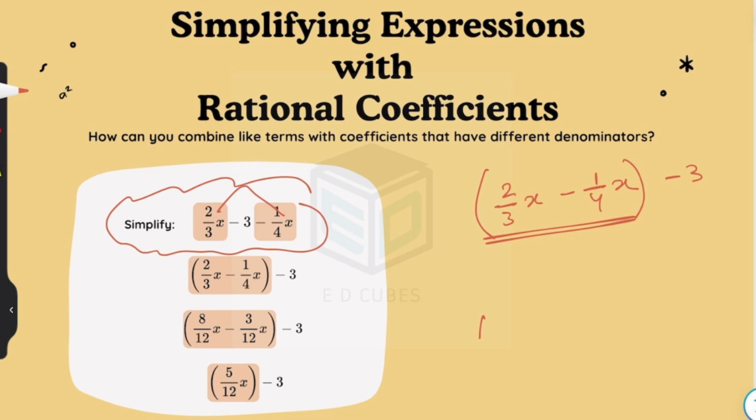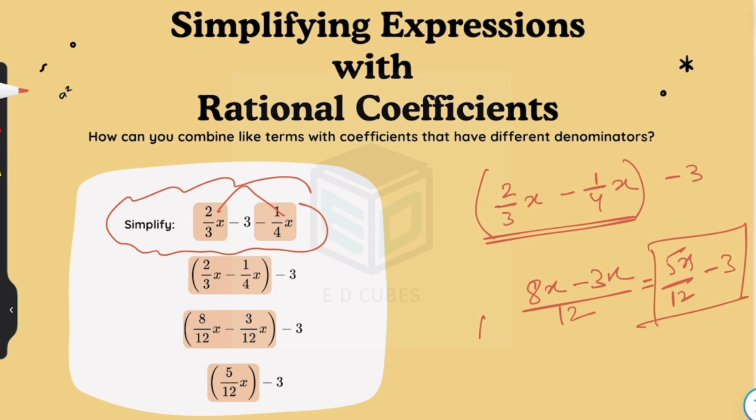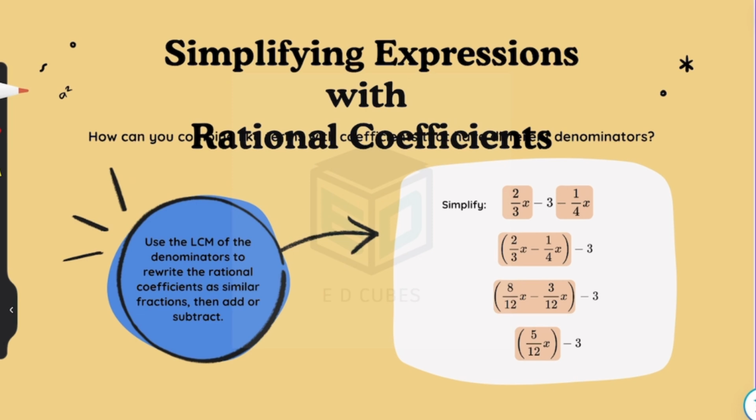So how to solve the fraction? We know from the fraction chapter how to solve fractional questions, how to solve the mathematical operations between fractional numbers. We need to take the LCM. We'll be taking the LCM, and then the butterfly method. 2 fours are 8, 8x minus 3x. This will be 5x by 12 minus 3. This will be the simplified form. So here is the key. Use the LCM of the denominators to rewrite the rational coefficients as like fractions, then add or subtract. Right? Like converting into like fractions and then solving it.